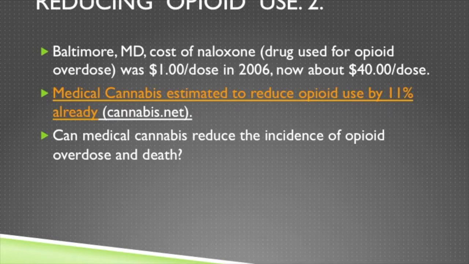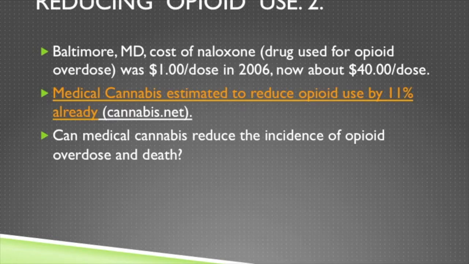One of the problems with opioids, aside from that, is their cost is skyrocketing. It was noted that in 2006 naloxone was $1 a dose. Now it's about $40 a dose. I don't think anybody in this room has seen their salary go up 40-fold in that period. So that's pretty crazy.